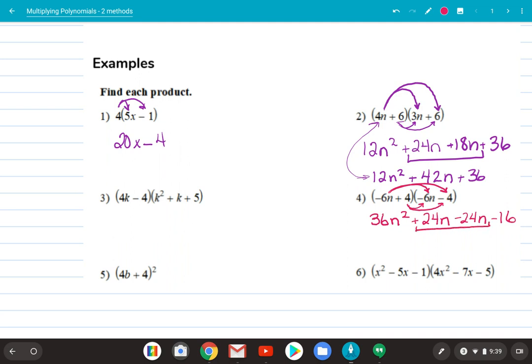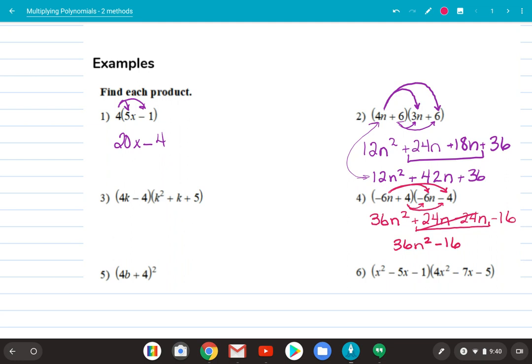And usually when you're doing it this way that I'm showing you, it's almost always going to be the middle, almost. Remember, sometimes it doesn't work. So you're almost always going to be that middle number, the middle two that you combine. And 24 minus 24 is 0. So all we get is 36n squared minus 16.